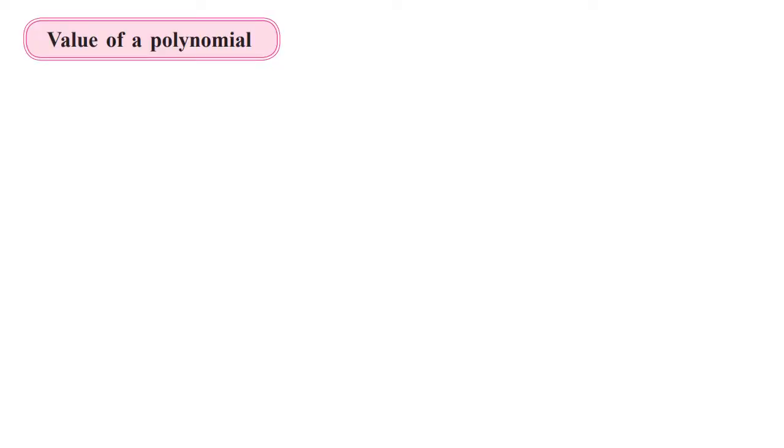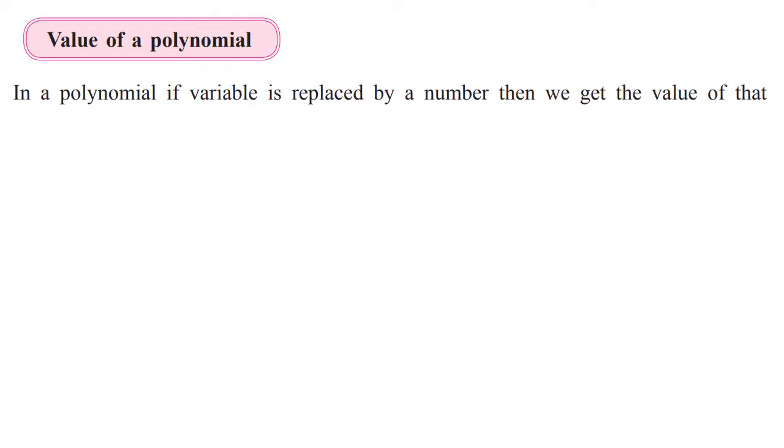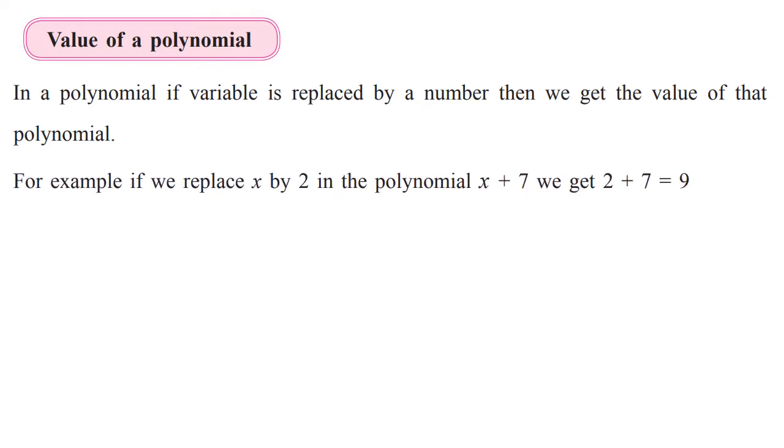So here you know that every polynomial we denote as p inside the bracket x. Okay, so here x is called as variable. So in the polynomial, if we replace that variable by number, then we get the value of that polynomial. Okay, so when we put number in place of variable, whether it is x or y, then we get value of this polynomial. Okay, so here for example, now we can see that suppose x plus 7 is the polynomial.